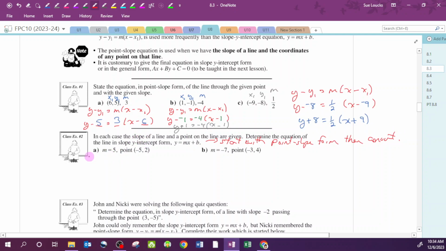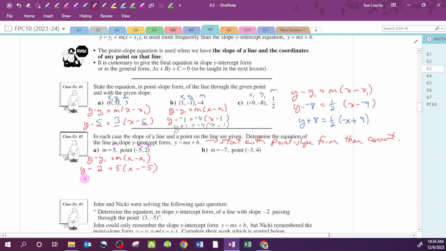Okay, so I've got y minus y1 equals m times x minus x1. So this is my m, this is my x1, my y1. I'm going to live dangerously and just write these in as I go this time. So y minus my y1, which is 2, equals, my slope is 5, times x minus, now I look for my x1 and it's negative 5, so I'm going to write negative 5.